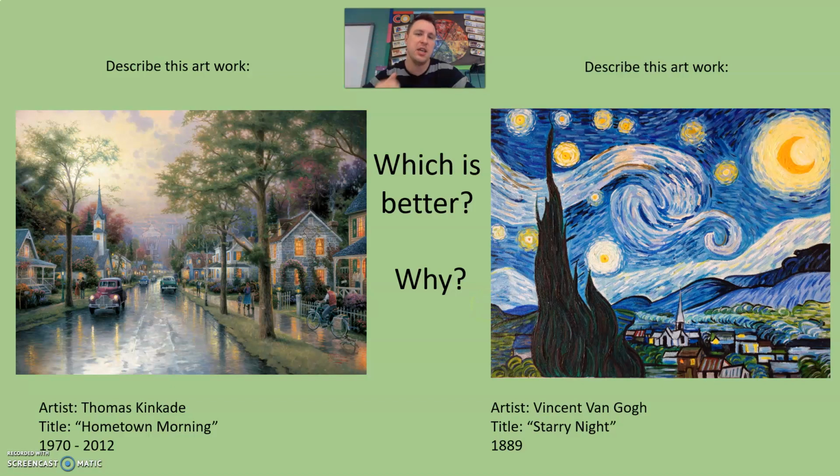These just continue that theme of which is better and why, where one's a little bit more abstract. You have Vincent van Gogh's Starry Night, and on the left you have Thomas Kinkade's Hometown Morning, which each portray a town, an overall scene of a town, and that at-home feeling, but one's more realistic and one's a little bit more abstract.